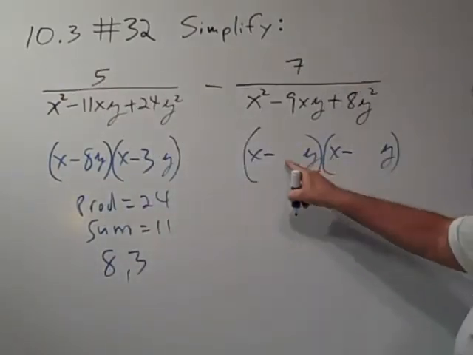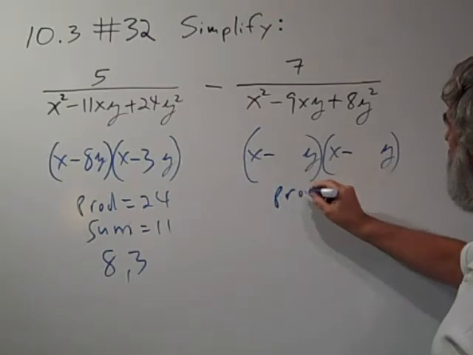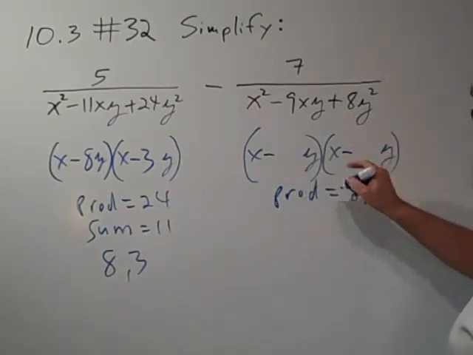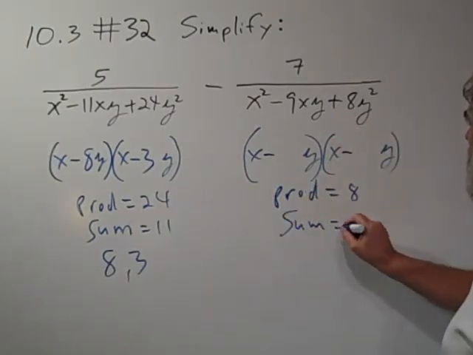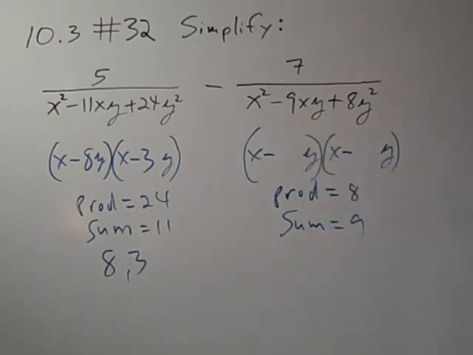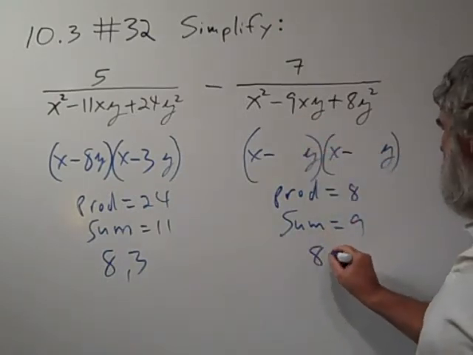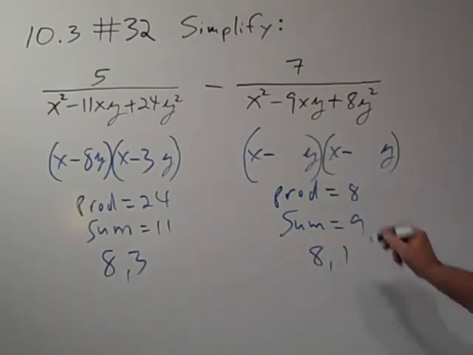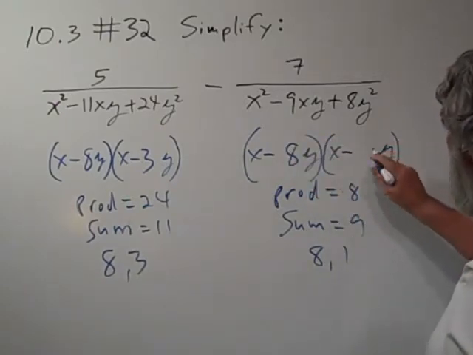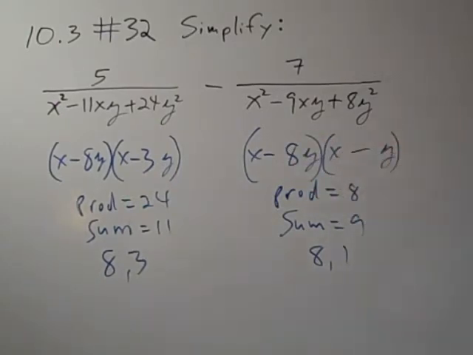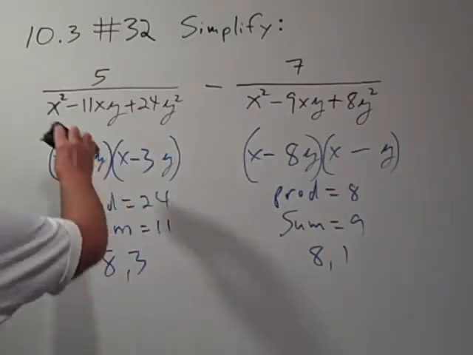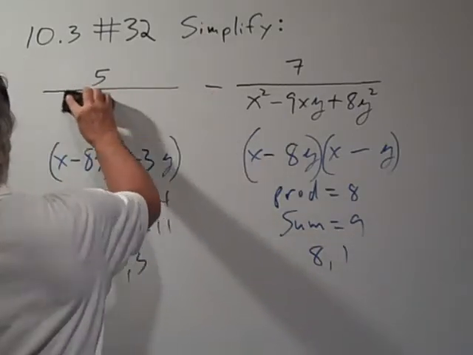For this one, we're looking for two numbers to go here and here whose product is 8 and whose sum is 9. So those numbers are 8 and 1. So the 8 can go here and the 1 here. Well, with the 1, we don't need to put it. 1y is just y. So we factored the denominators. We can replace the denominators now with their factored form.